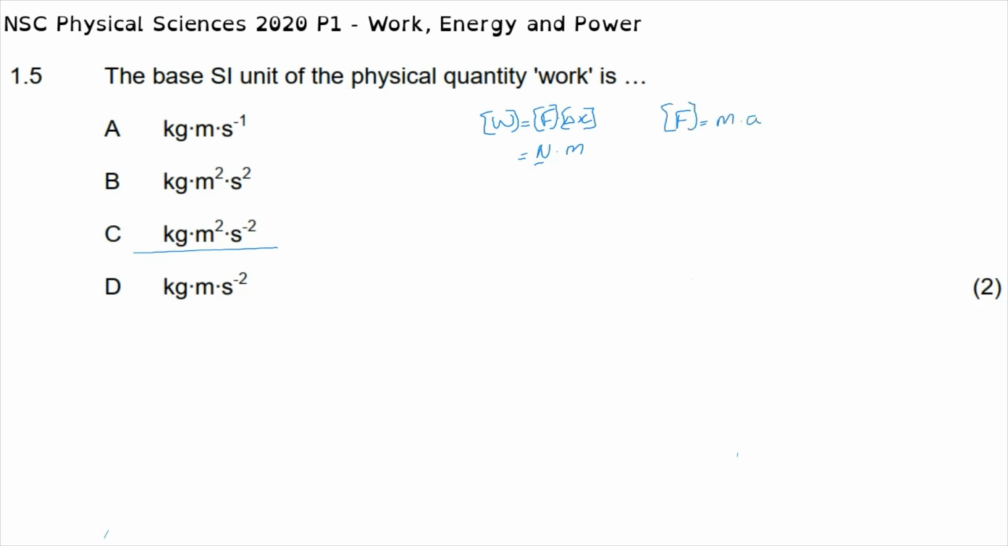And we do that by saying that 1 newton is actually equal to the unit for mass, which is the kilogram, multiplied by the unit for acceleration, which is the meter per square second. And so what we can see then is that the units for work is equal to the product of kilograms, meters per square second, multiplied by meters once again, and therefore kilogram meters squared per second squared. And so our correct answer is option C.